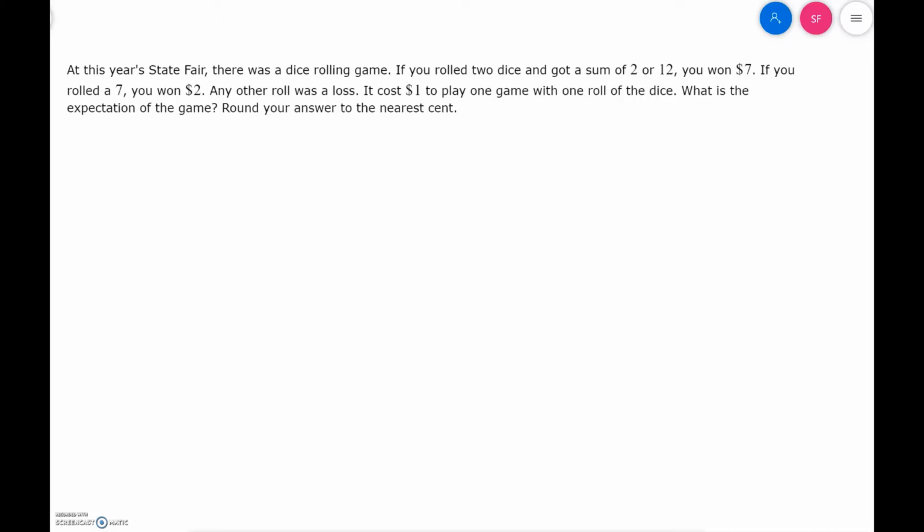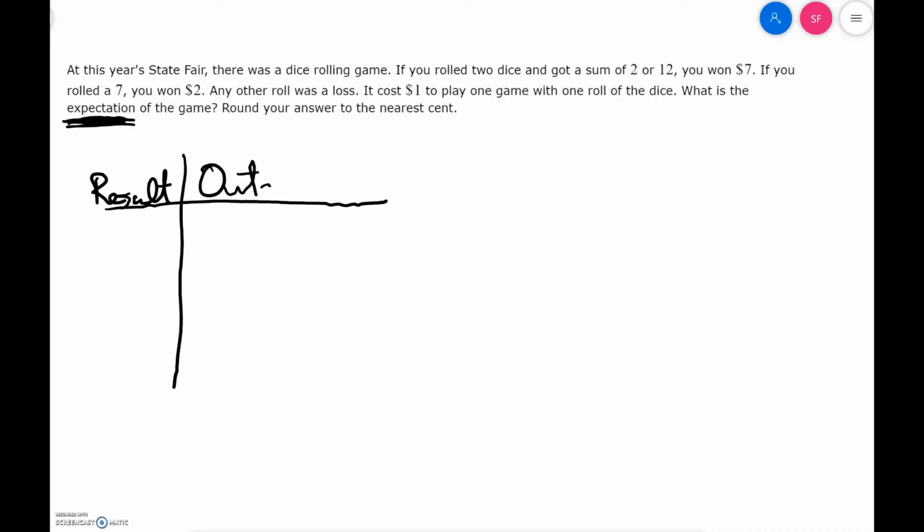Okay, so for these, the expectation really tells us that they want expected value. And whenever I do expected value, I really like doing a 3-column chart. So result, outcome, and probability.